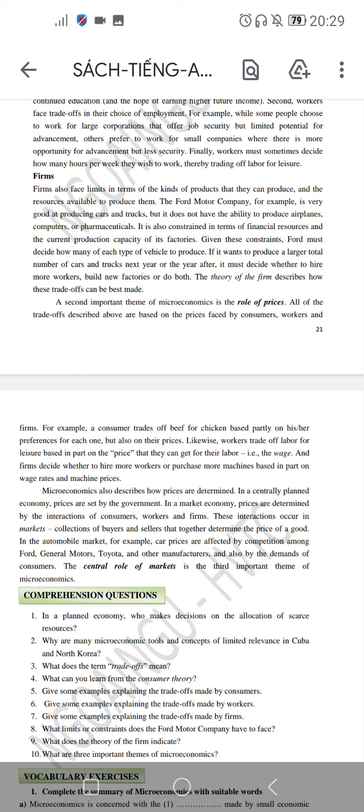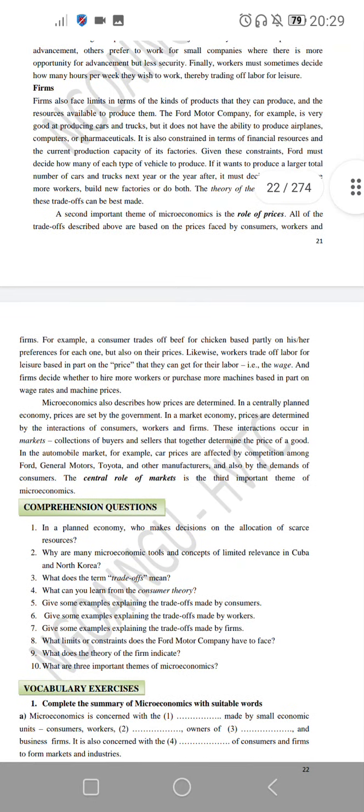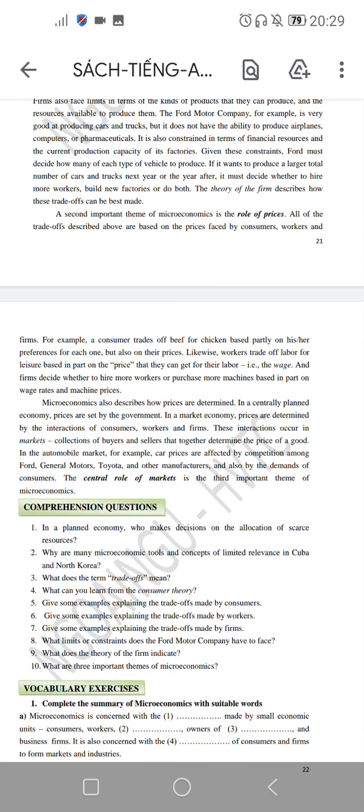A second important theme of microeconomics is the role of prices. All of the trade-offs described are based on the prices faced by consumers, workers, and firms. For example, consumers trade off beer for chicken based partly on their preferences for each one, but also on their prices. Likewise, workers trade off labor for leisure based in part on the price that they can get for their labor, the wage. And firms decide whether to hire more workers or purchase more machines based in part on wage rates and machine prices.